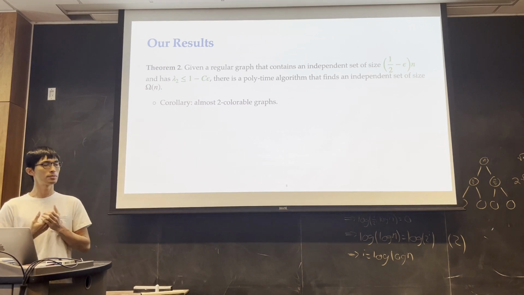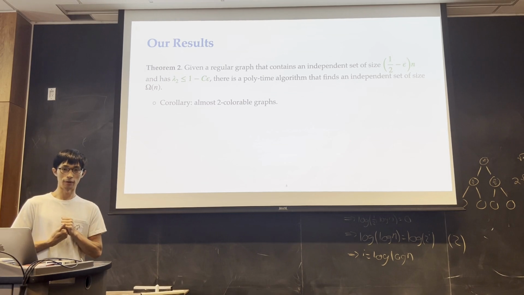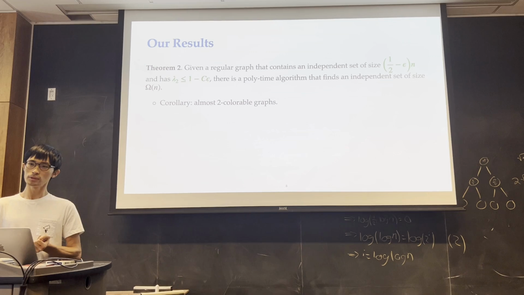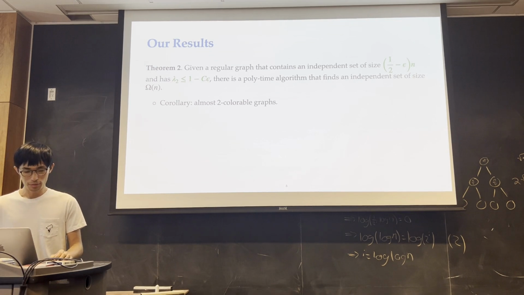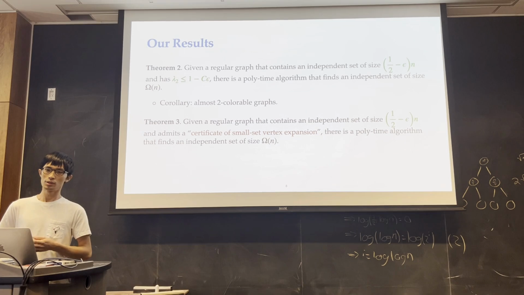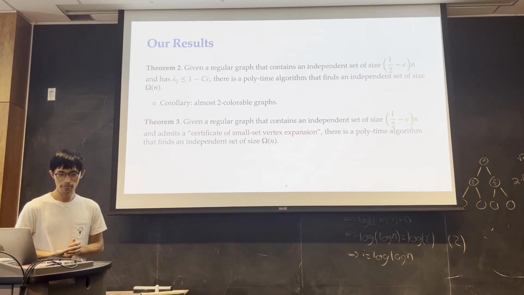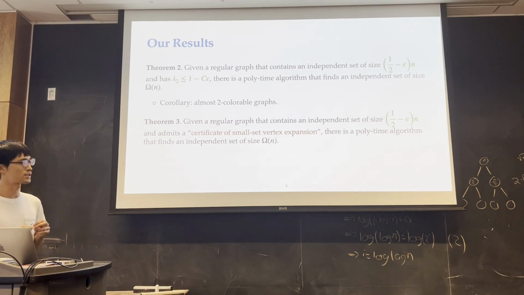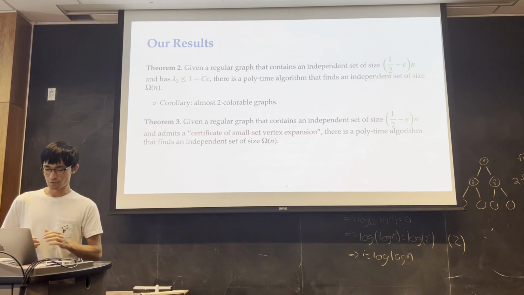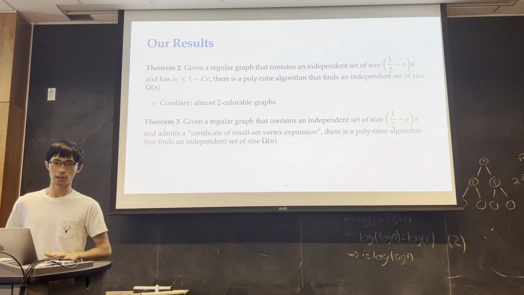And notice that both of these theorems have assumptions on the second eigenvalue. So in particular, we're assuming that the graph has edge expansion. We have a third result that replaces edge expansion with vertex expansion. But we also need an additional property, that is we have a certificate of small size vertex expansion. So for this result, I won't go into detail in this talk, but I'll quickly come back to this at the end when I talk about open questions.